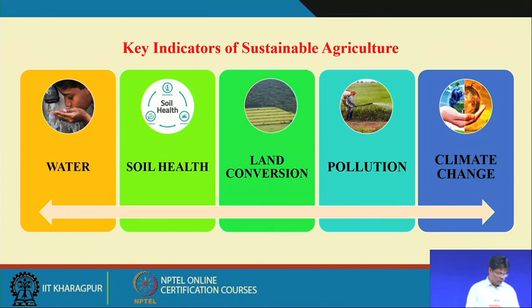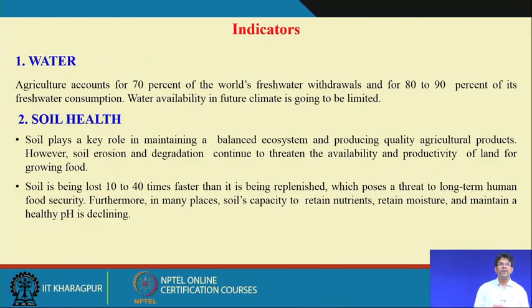So, let us come to water. Agriculture accounts for 70% of the world's freshwater withdrawal and for 80 to 90% of its freshwater consumption. Moreover, water availability in the future climate is going to be limited. So, we should be very careful in using water, and we should think of technologies to improve the production of crops with less and less water.